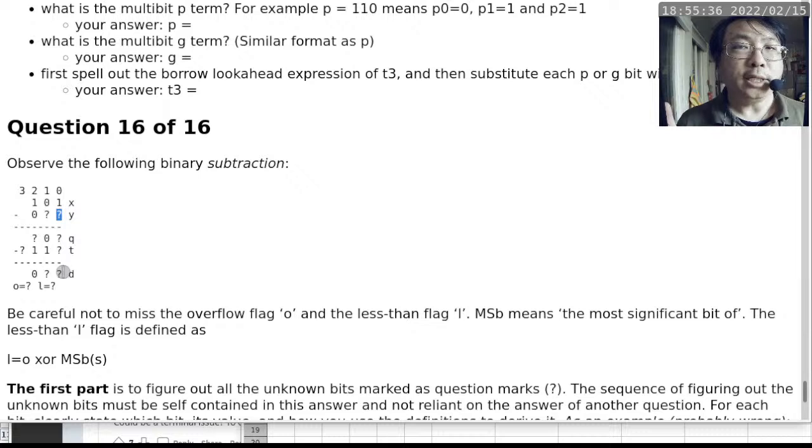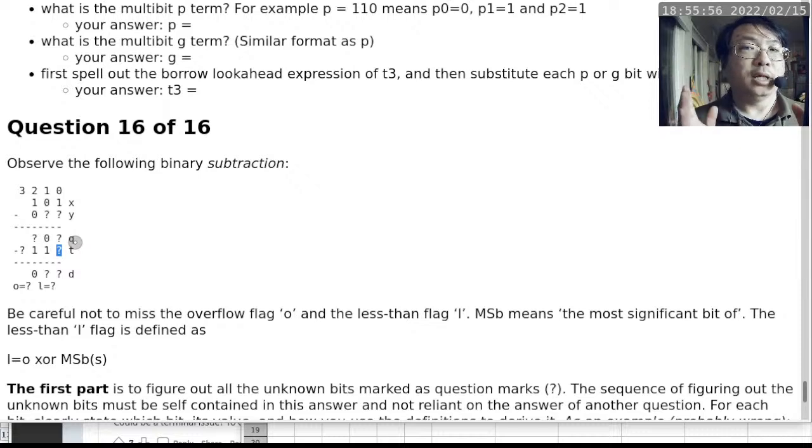And then D is easy to figure out, because once we know Q0 is a 0 and T0 is a 1, then D0 has to be a 1 because it is by definition the exclusive OR between the Q and the D and the T bits of the same column. So that's just one example, okay?